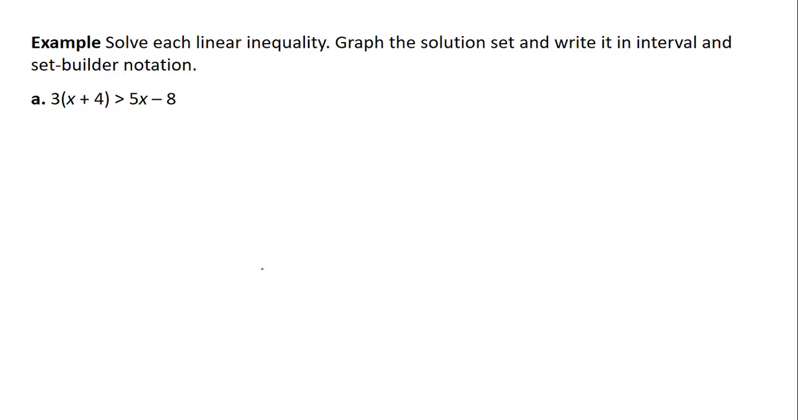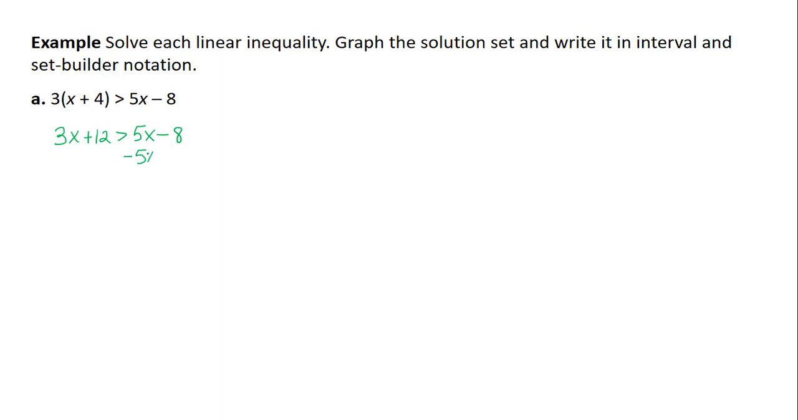Our first example is to solve the inequality 3 times the quantity x plus 4 is greater than 5x minus 8. We are to graph the solution set and write it in interval and set builder notation. We begin by simplifying each side, and then we apply the properties of inequality until we get the variable on a side by itself. Distributing on the left, we get 3x plus 12 is greater than 5x minus 8.